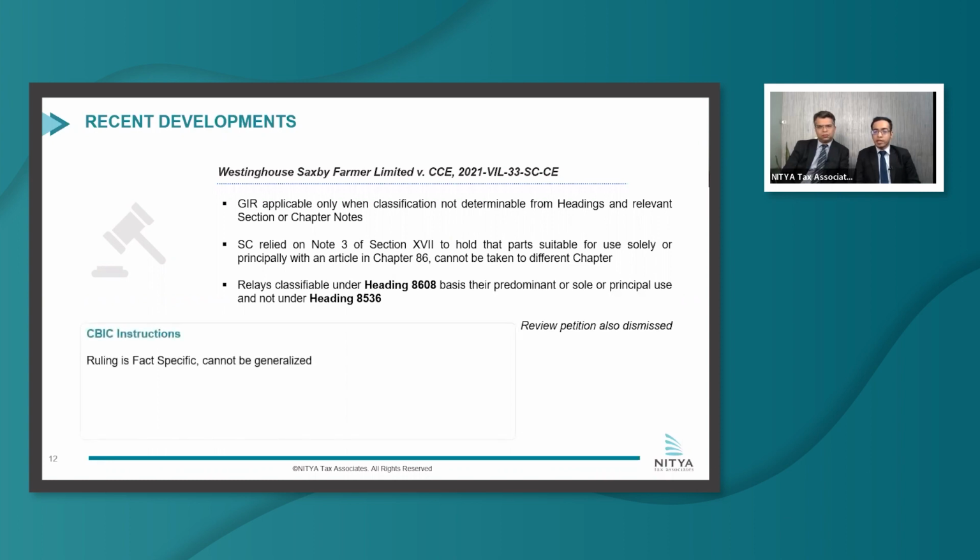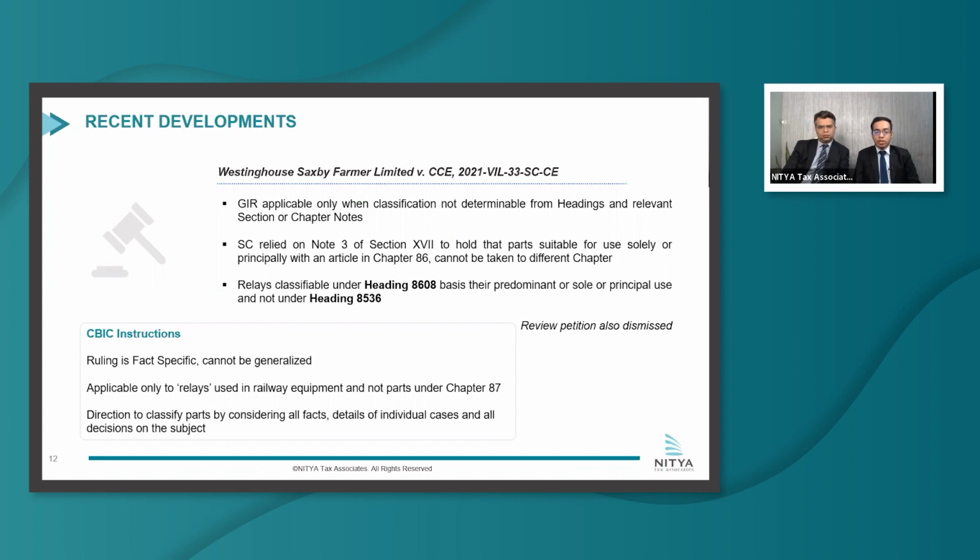In this regard, CBIC also issued an instruction laying down the principle that this ruling is fact specific. Secondly, the applicability of this ruling will remain relevant for relays only, rather than parts classified under Chapter 87, which governs parts of the automobile industry. And lastly, since this ruling is fact specific, the individual classification for all the products under Chapter 87 should be determined basis the other factors, which are the three tests, rather than going by the principle laid down in the judgment.